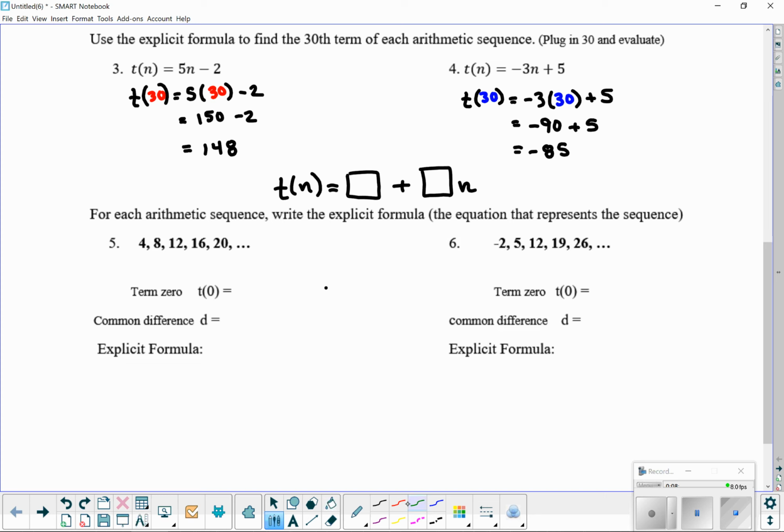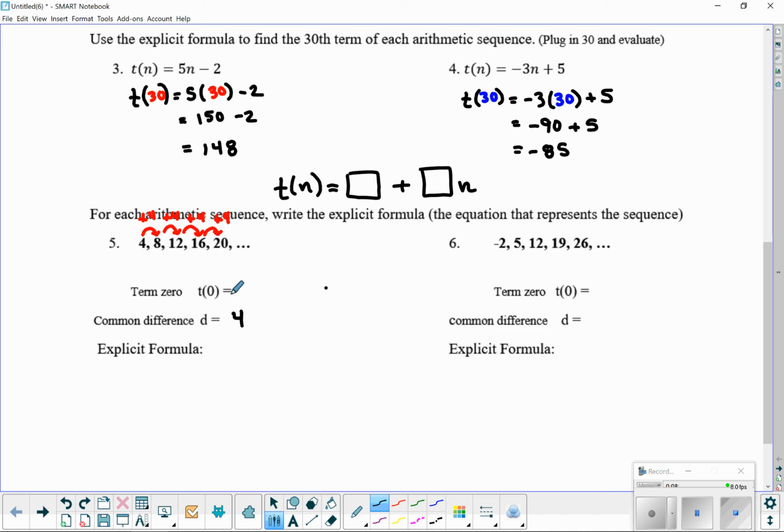Looking at this pattern, you see that from 4 to 8 is plus 4. 8 to 12 is plus 4. I think this works because 12 plus 4 is 16, and 16 plus 4 is going to give you 20. So this pattern does work. It is just a plus 4 pattern. So now we know that our common difference is just d equals 4.